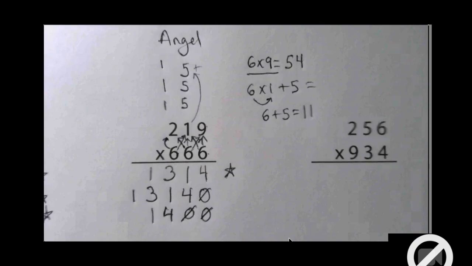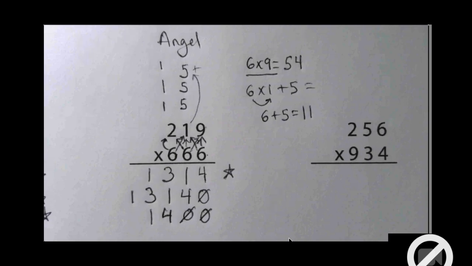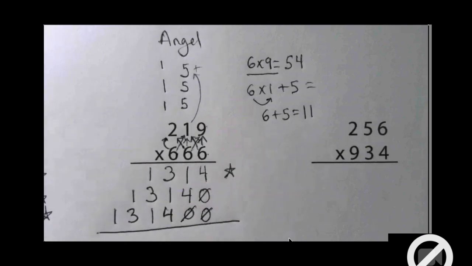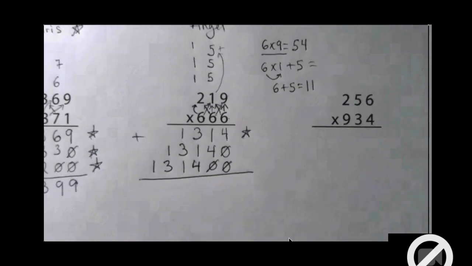And then what do you do next? 6 times 2, which is? 6 times 2 is 12. Plus 1? 13. Good job. What do you do next, Angel? Add the whole thing. Okay. And what do you get when you add the whole thing? I can't see the bottom. It's hard to see the bottom right here. Is that better? Yes. Okay.